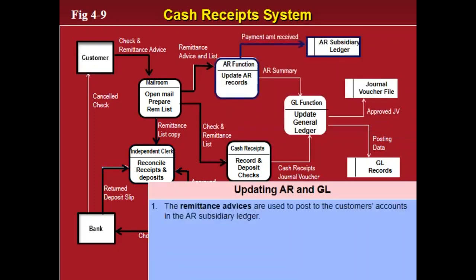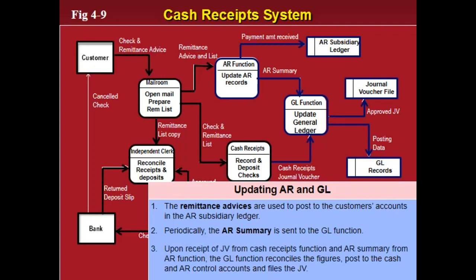The remittance advices received from the mailroom by the AR function are used to update the customer's accounts in the AR subsidiary ledger. Note that as the AR update is a recording function, the AR clerk does not have access to the physical checks. Periodically, the changes to the customer account balances are summarized and forwarded to the GL function.